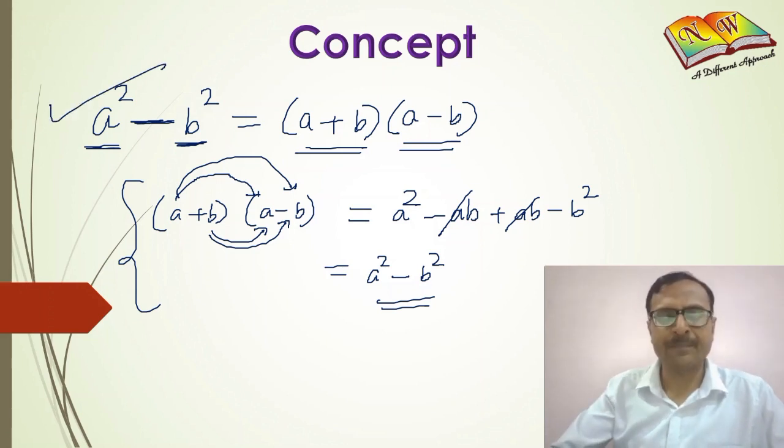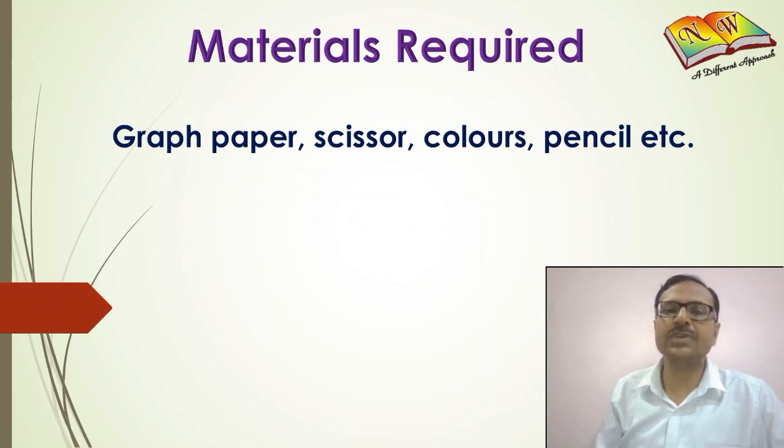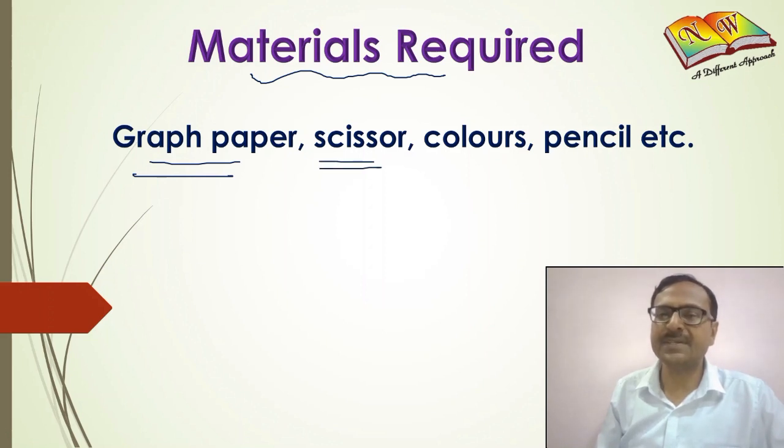a minus b. To prove this experimentally using an activity, you require some material in the form of a graph paper, scissors for cutting work, colors and pencils, etc. for drawing work. Let's perform this activity now.